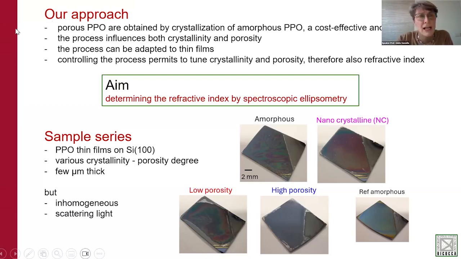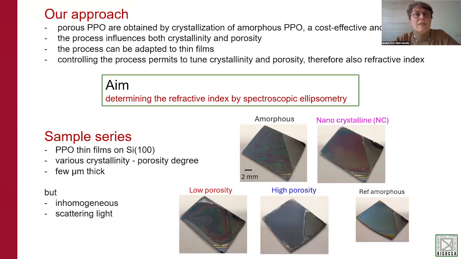As for the synthesis, it was from a group in Salerno involved in the project. So our approach was obtaining porous PPO films by crystallization, by a process which led to partial crystallization of the amorphous bulk material, using a cost-effective and green process. These are two reasons why the whole work is interesting, and it is particularly relevant also from the point of view of the materials and of their synthesis.